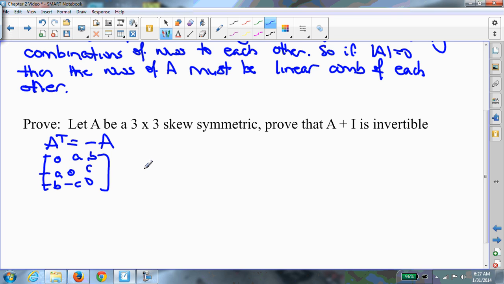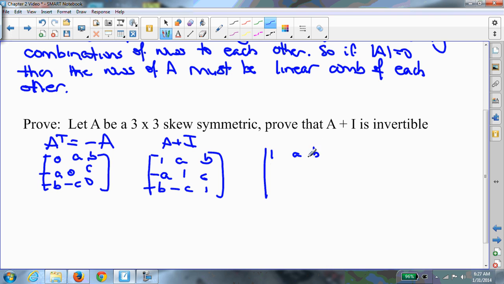So if I were to take A plus I, this would equal 1, A, B, negative A, 1, C, negative B, negative C, and 1. Now I want to prove that this is invertible, so I want to look at the determinant, 1, A, B, negative A, 1, C, negative B, negative C, and 1, and take the determinant of that.